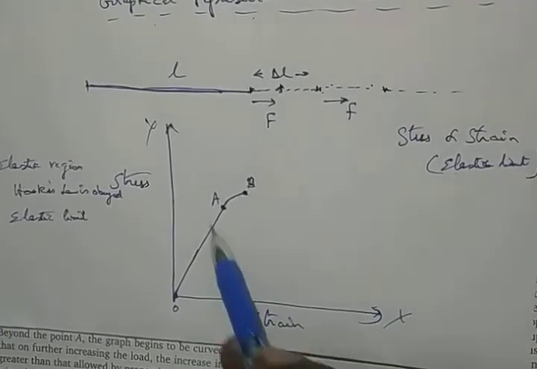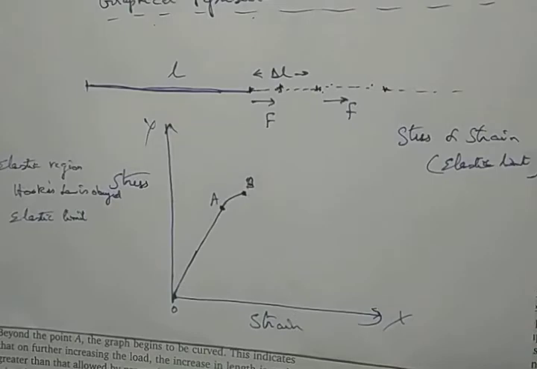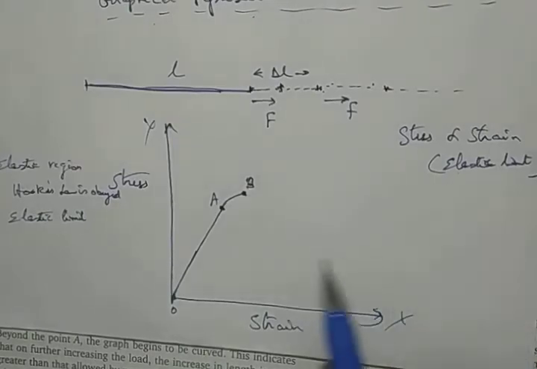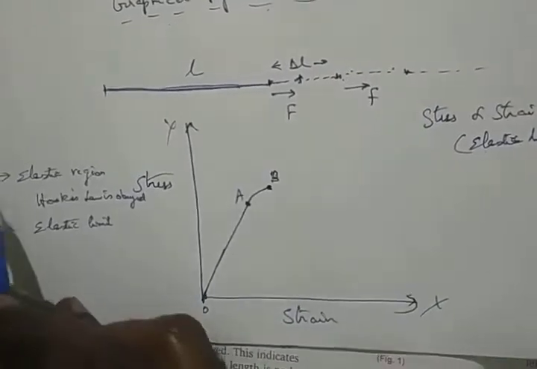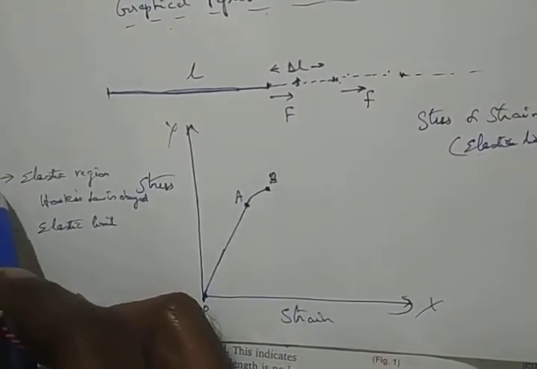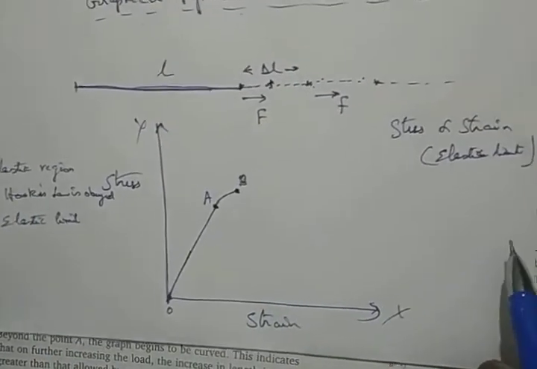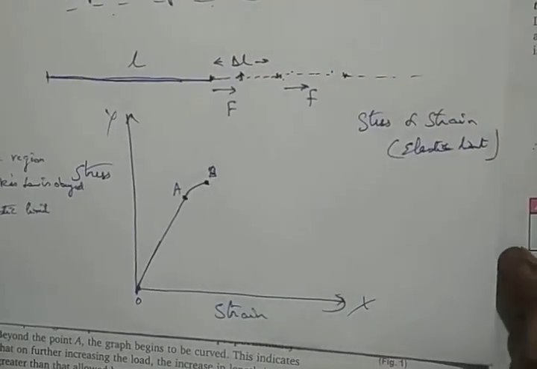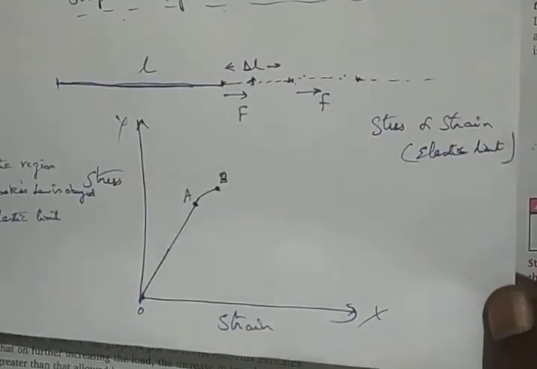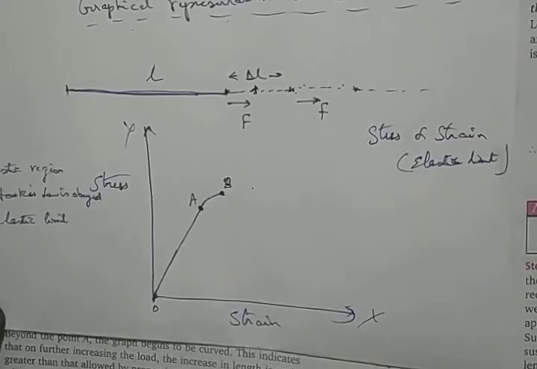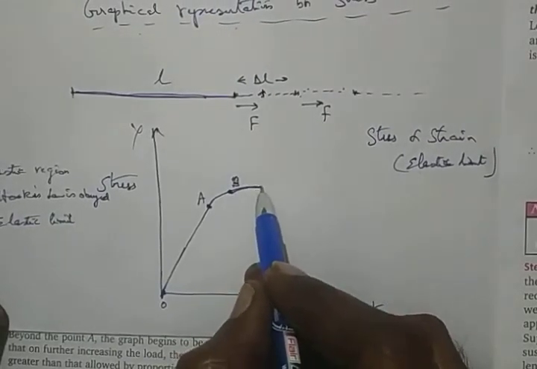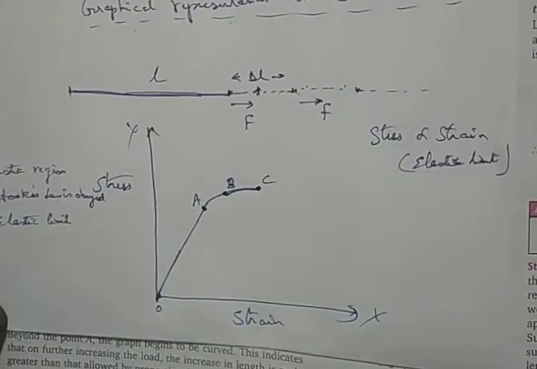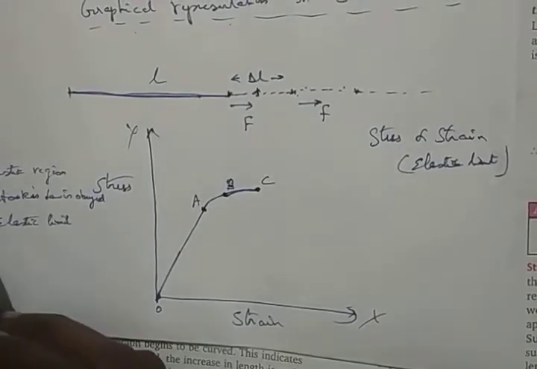Within the elastic limit, stress is directly proportional to strain, right? So this entire region is called the elastic region. You can say even OB is the elastic region. Then afterwards, the graph goes for a little more change, to another point called C. Now point C is called the yielding point.